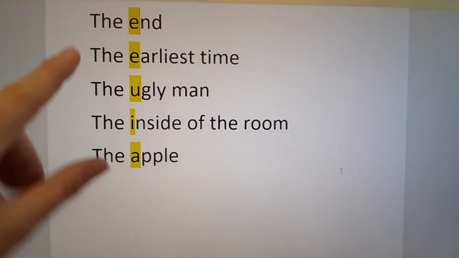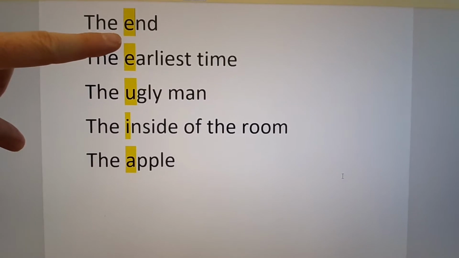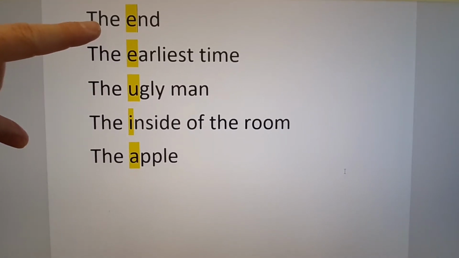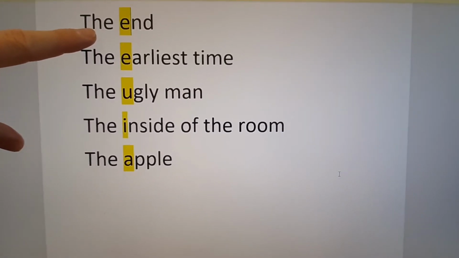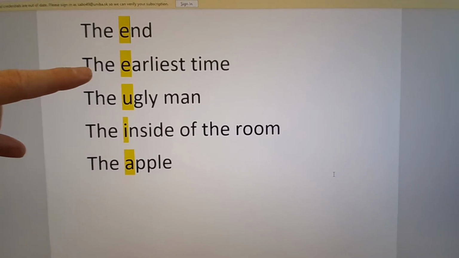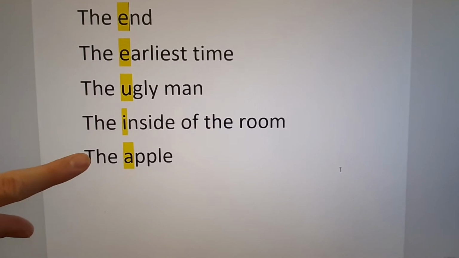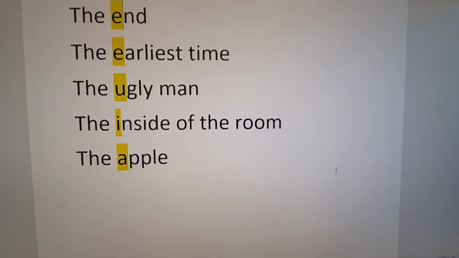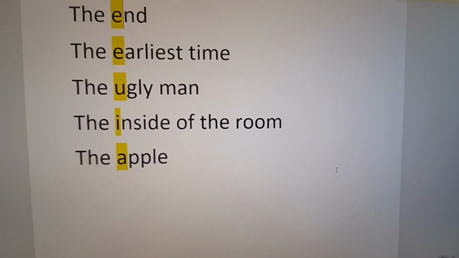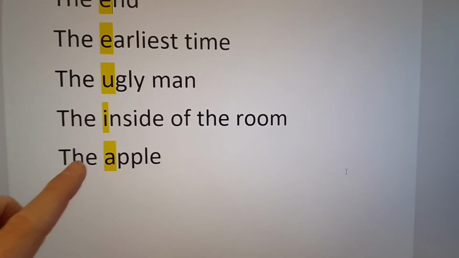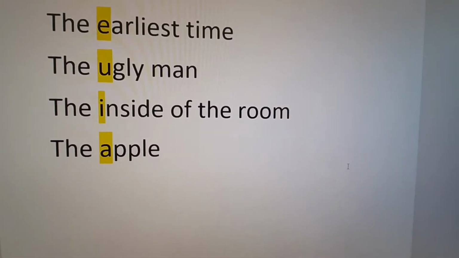But when you have a samohláska, a vowel, the becomes "thee": the earliest time, the ugly man, the inside of the room, the apple. Some people, sometimes you hear it, and sometimes I make this mistake too. I'll say "the apple", "the inside of the room".